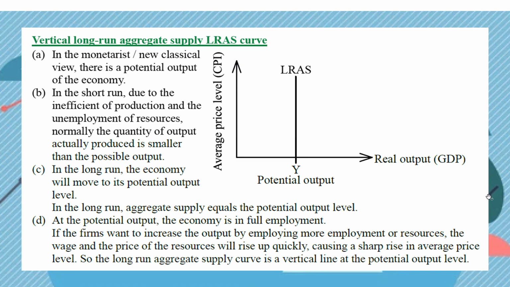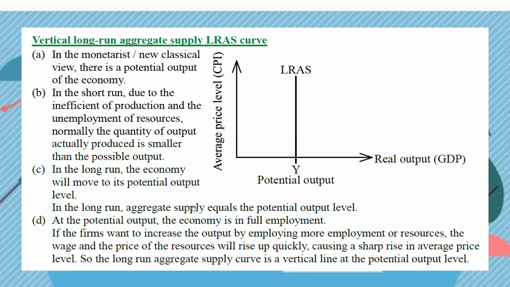And we have a vertical LRAS curve here because they say the potential output is a constant, it doesn't change. You need some time to change it. In the monetarist point of view, there is a potential output of the economy. In the short run, due to inefficiency of production and employment of resources, the output can be smaller than the potential output, so the short run position should be here. But in the long run, the economy will move to the potential output level. Later on, we'll talk about this as automatic adjustment.